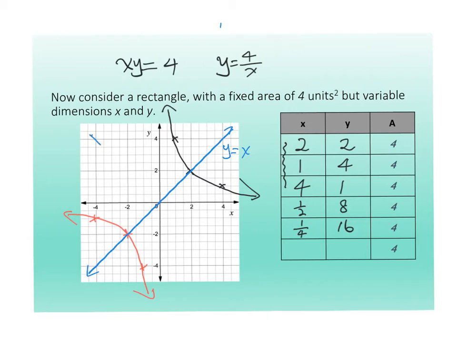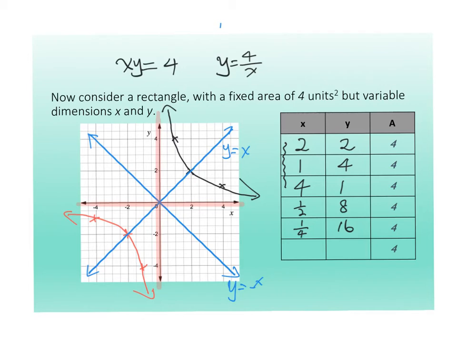Negative line of symmetry, y is still minus x. And then if I actually draw the asymptote, the vertical asymptote is still the y-axis. The horizontal asymptote is still the x-axis. Now, what is the conclusion you can make?